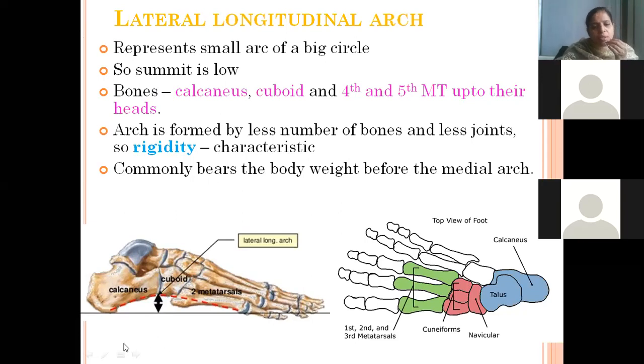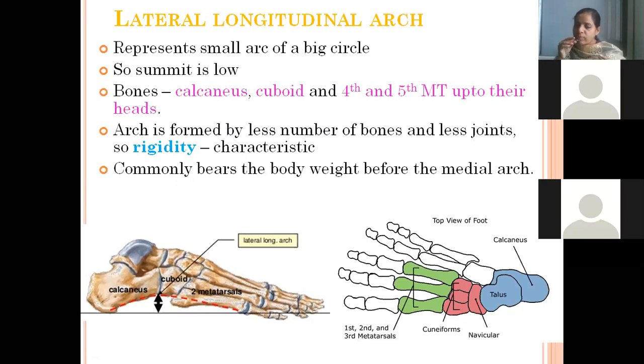Okay. What are the bones which are involved here? See, we are viewing from the lateral aspect, whatever is left over. So again, you have calcaneus, cuboid, and the two metatarsals. If you view from this side, calcaneus, cuboid, and two metatarsal heads. So here the lateral arch is formed by fewer bones, and the number of joints will obviously be less.